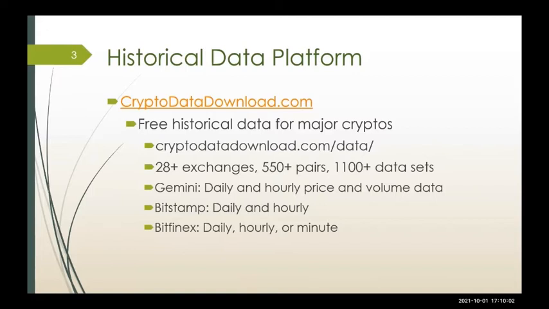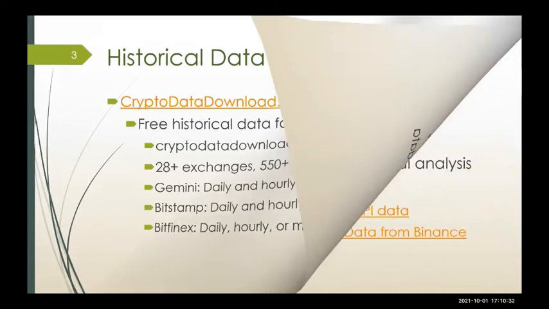When I check out the US data sets, I can see that Gemini provides daily and hourly price and volume data. That's convenient. Bitstamp has daily and hourly data, and Bitfinex, which has the longer, I think, better data because they offer daily, hourly, and minute data. Right. So we will take a look at the website after this presentation.